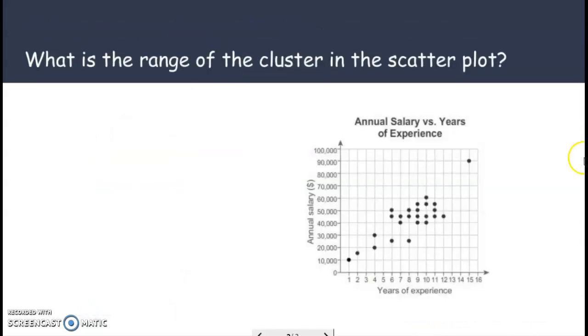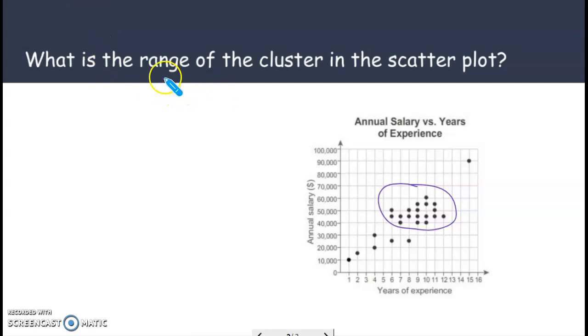Let's look at this next one here. We have a couple of new vocab terms to talk about. Scatter plot, obviously there's sort of an upward trend to it. And we have what's called a cluster. A cluster is a collection of dots that sort of cluster around. I would say this right here. Let's make that a little thinner. This right here seems to be the cluster, and the question is asking for the range of the cluster. What's the range of the cluster in this scatter plot?